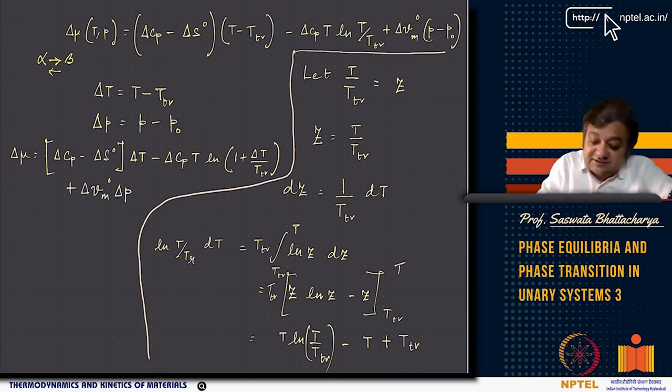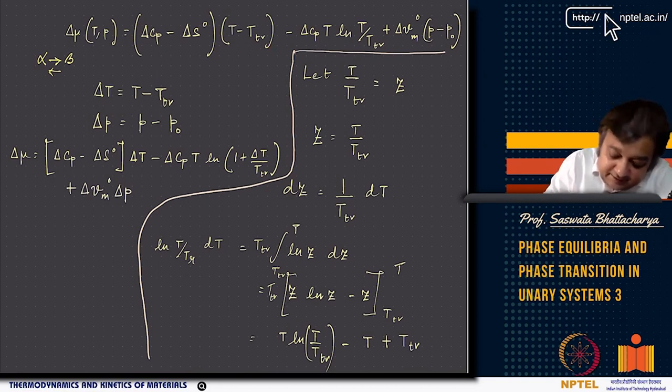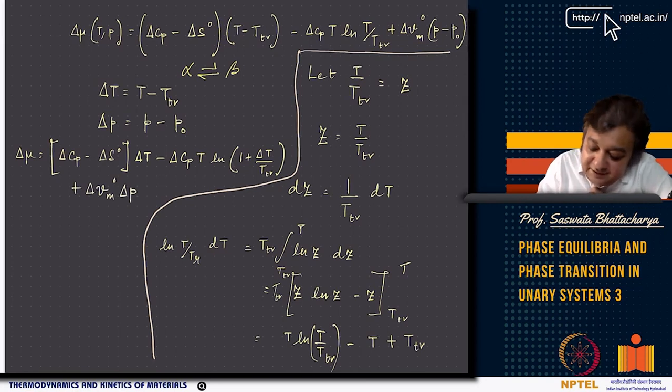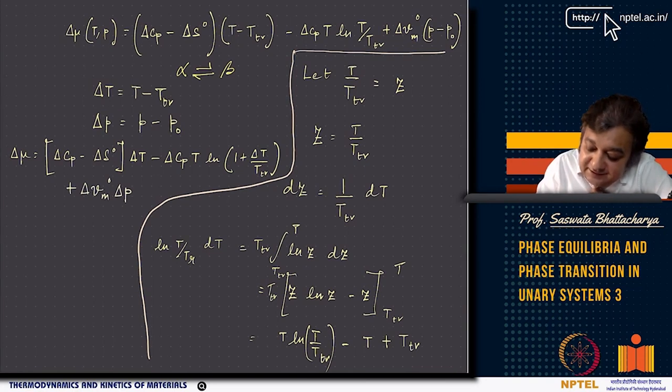And also there is T minus T_tr, right? T_tr is basically the transition temperature, the temperature at which alpha and beta are in equilibrium. When we write alpha and beta in equilibrium, we use this reversible symbol, right? And when you did the algebra, you could get delta Cp ln T by T_tr.